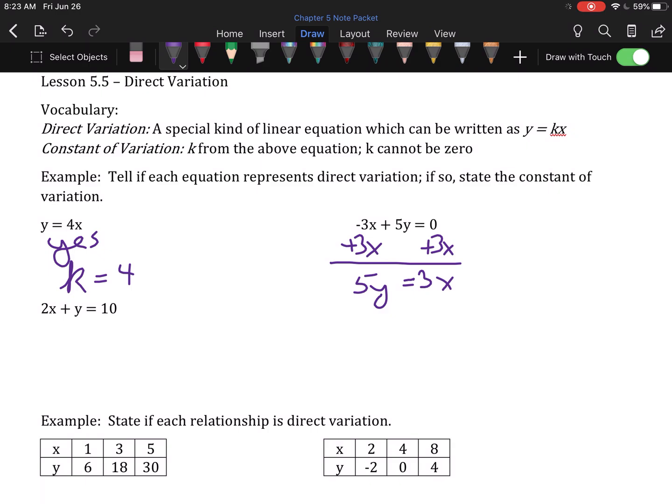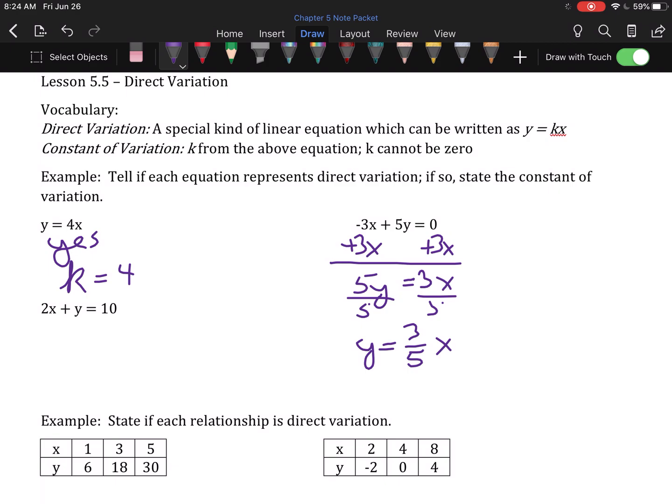Y is not yet by itself, so we will divide both sides by 5, and that gets us y equals 3/5 x. Yes, you could say 3x fifths, put the x in the numerator, but it's good habit to get into separating the x and putting it beside the fraction form of the number. It will save you a lot of headache in the future.